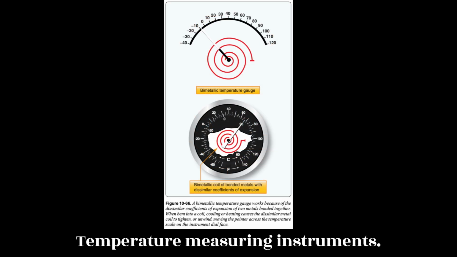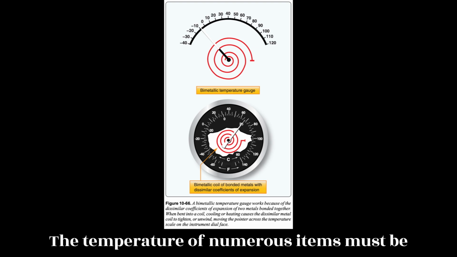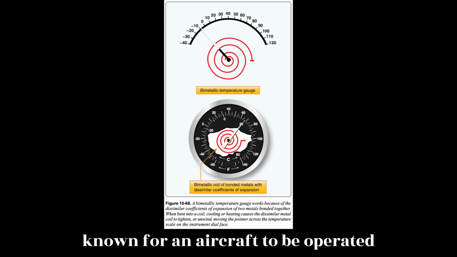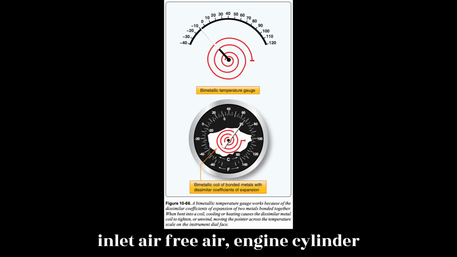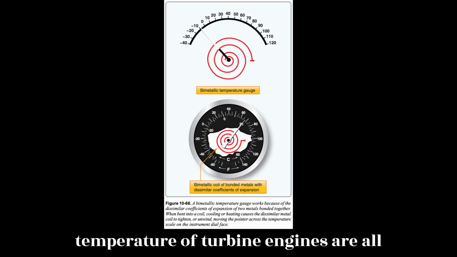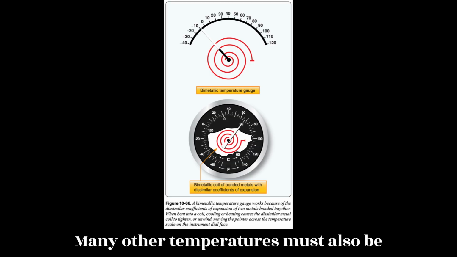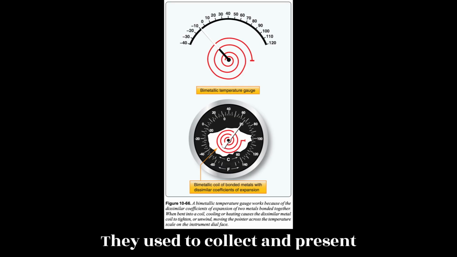Temperature measuring instruments. The temperature of numerous items must be known for an aircraft to be operated properly. Engine oil, carburetor mixture, inlet air, free air, engine cylinder heads, heater ducts, and exhaust gas temperature of turbine engines are all items requiring temperature monitoring. Many other temperatures must also be known. Different types of thermometers are used to collect and present temperature information.